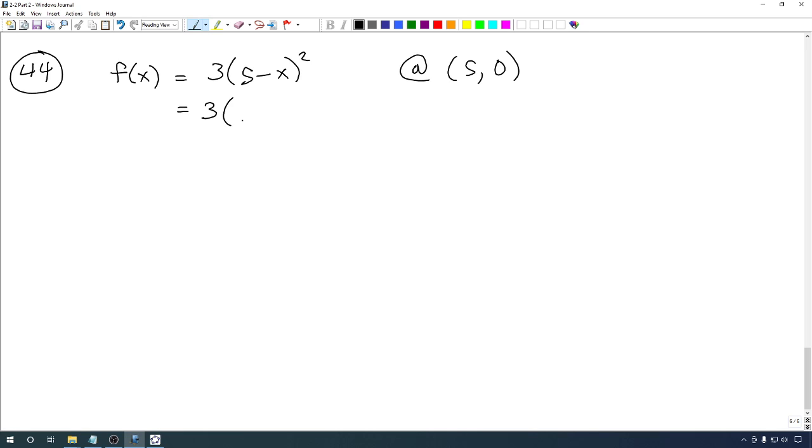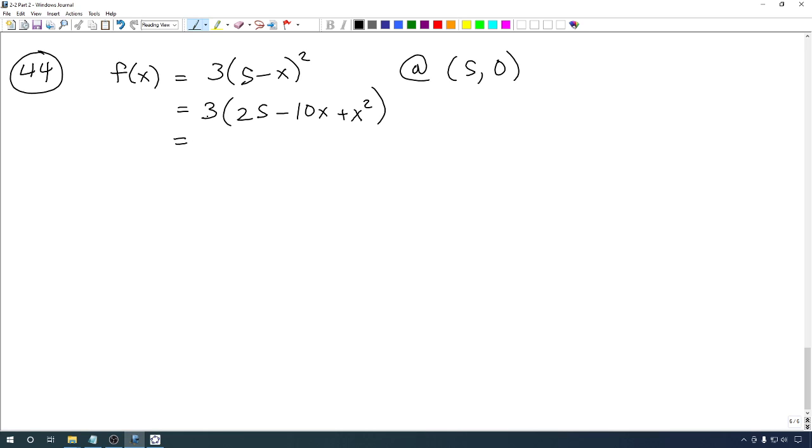So I'm going to go ahead and expand out 5 minus x squared. That becomes 25 minus 10x plus x squared. So here, basically, the 25 comes from 5 squared. The 10 comes from 2 times 5 times negative x. That gives us a negative 10x. And then finally, the x squared here comes from the negative x squared.